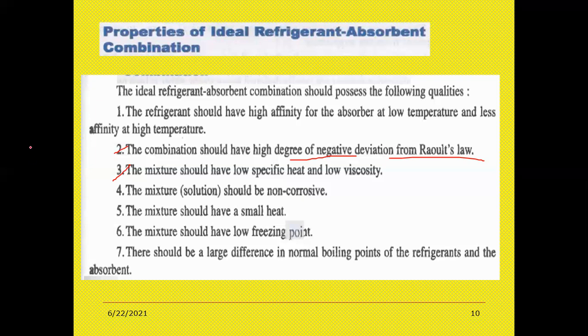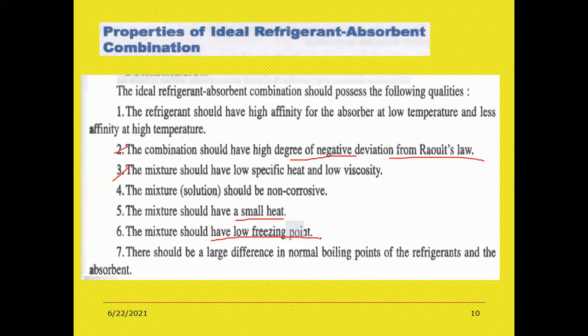Next, the mixture should have a small heat. A high amount of heat will also be a problem for this refrigeration system, so for this vapor absorption system we should maintain a small amount of heat. Next, the mixture should have a low freezing point. Whatever ammonia mixture or refrigerant you are using for this type of system, you have to maintain the low freezing point in order to keep the heat at a constant level.